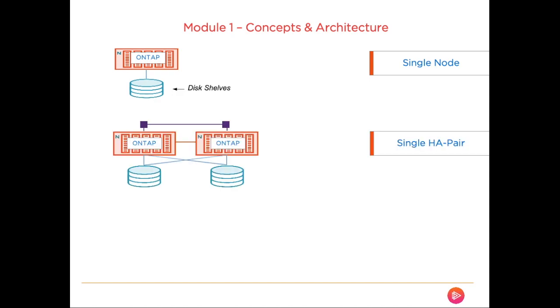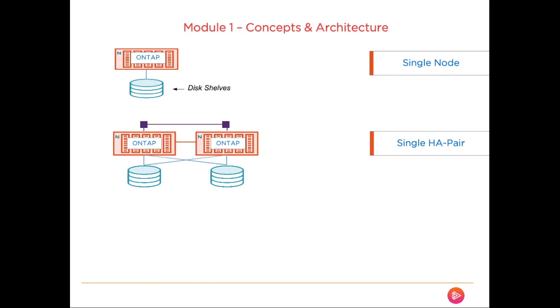You can scale out a single node cluster by adding a second node. This will then form an HA pair. Both nodes in an HA pair are physically cabled to the same disk shelves. An HA pair offers high availability at the node level. So if for whatever reason a node is temporarily unavailable, the partner node in the HA pair will take over the disks of the other node.